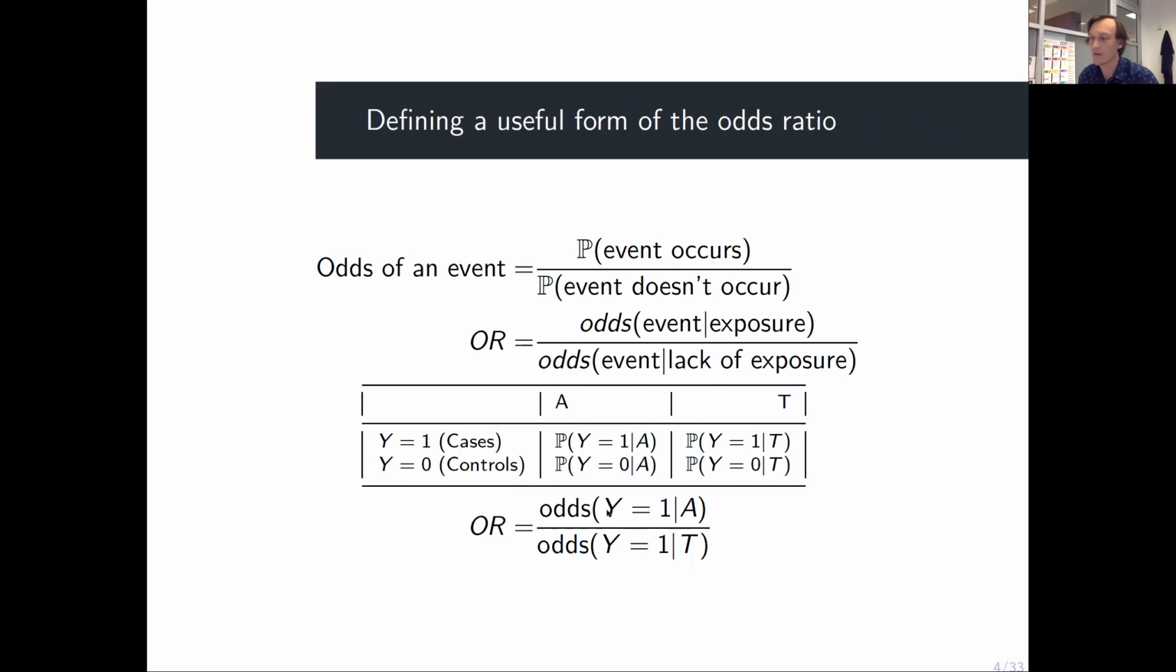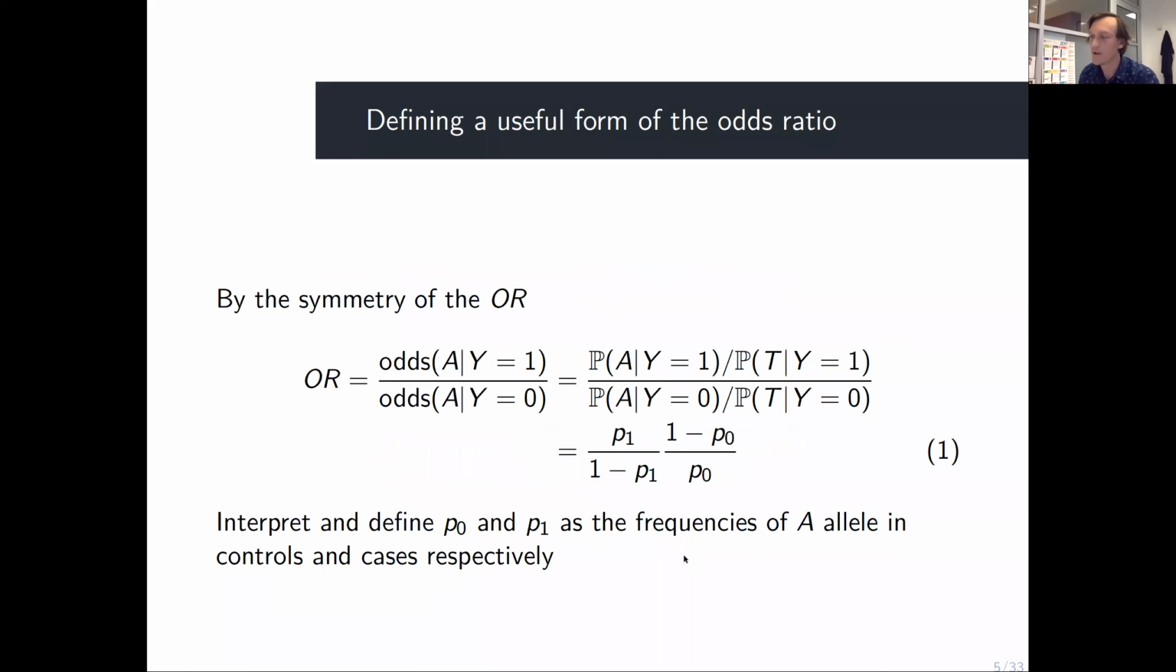And so expressed here at the bottom is what the odds ratio means in an association analysis, where it's the ratio of the odds of an individual being a case given they're exposed to the risk allele A over the odds of being a case given they're exposed to the non-risk allele T. So that's what we mean, I think, when we're doing an association analysis and what the odds ratio means, but will that be particularly useful in trying to solve our problem?